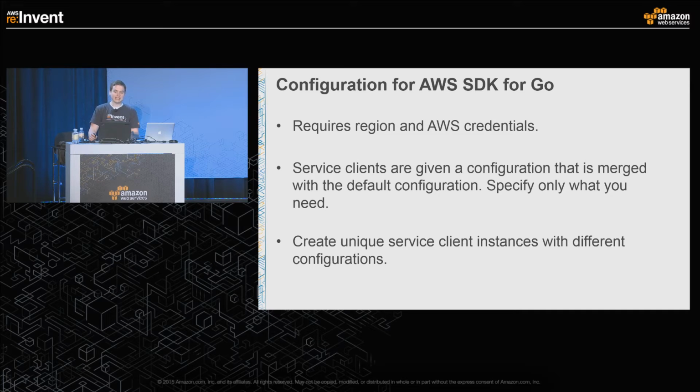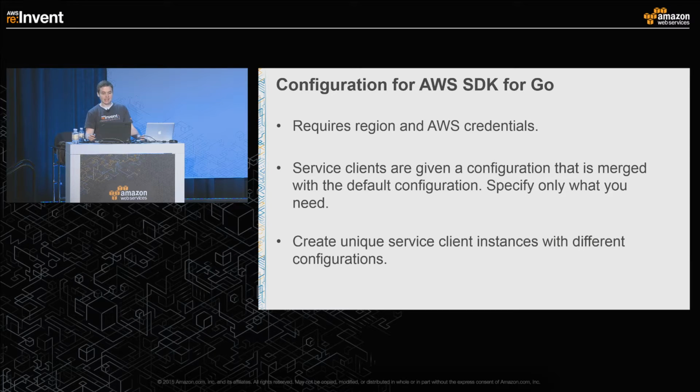Now that we know how to get the SDK, let's actually talk about how we can configure the SDK before we start making API calls. The SDK requires two pieces of information before you can start using a client. It requires a region and credentials. A region is the geographic region that you're going to send your request to, and credentials are used to securely authenticate your request with our services.